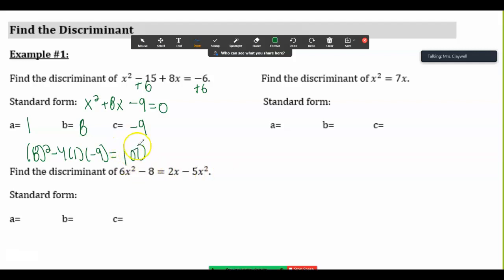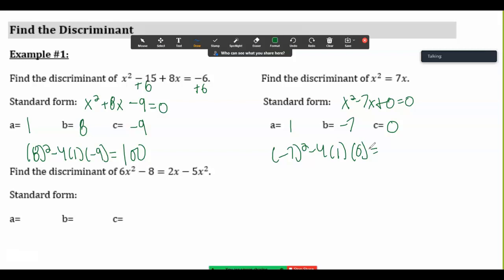It becomes 100. Here, I have a plus 0 as my c. So b squared minus 4 times a times c. This equals 49.